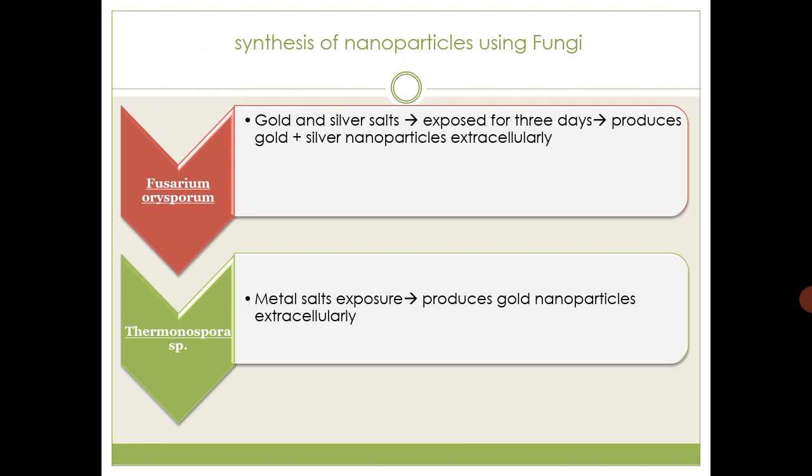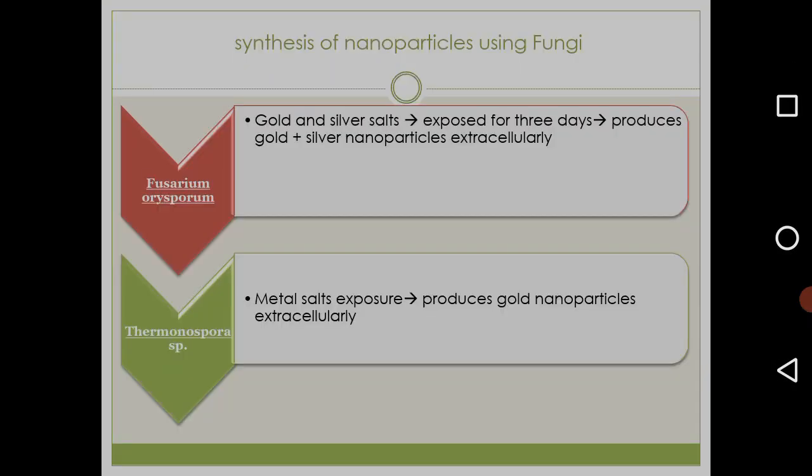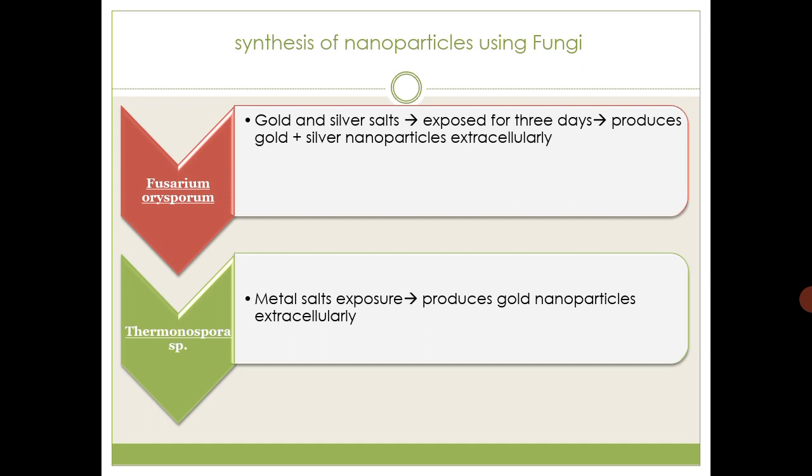Now the synthesis of the nanoparticles using the fungus. We saw synthesis using the bacteria, now we will come to the fungi. Now there are two examples. First one is the Fusarium oxysporum species. This species can produce the gold nanoparticle, silver nanoparticle. So when we expose this strain to the gold and silver salt and we keep this exposure for 3 days, they can produce the silver nanoparticle extracellularly.